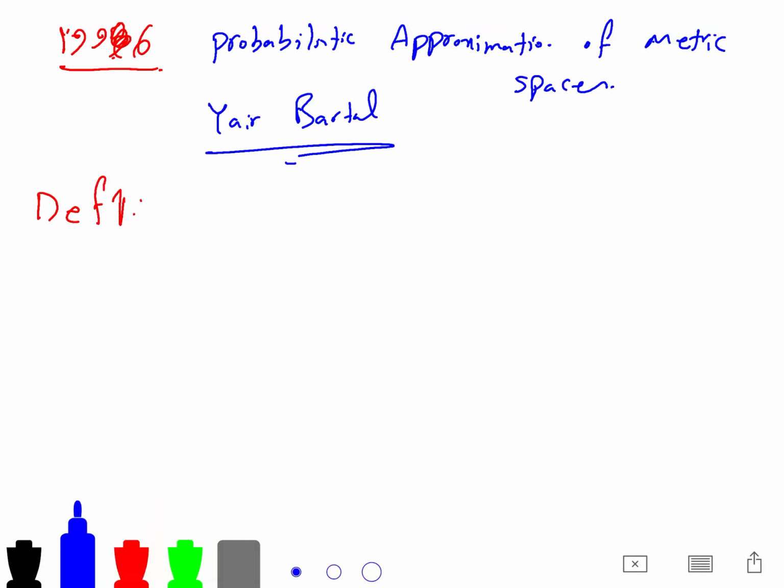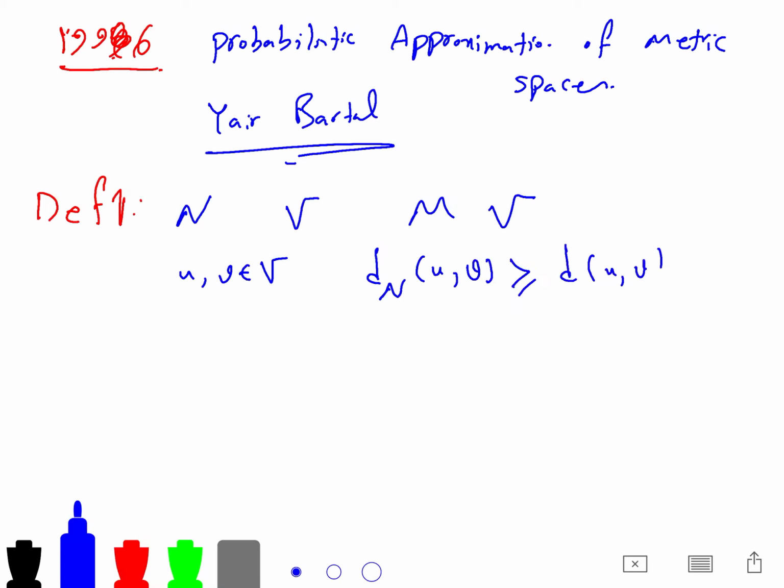Definition 1 is that a metric space N over V dominates a metric space M over V if for every u and v in V, the distance between u and v in N is greater than or equal to the distance between u and v in the M space. So this is one definition.